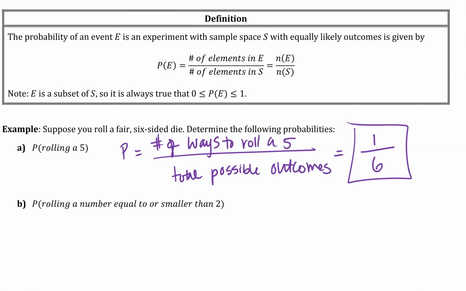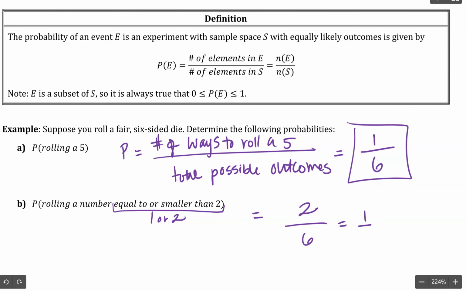What's the probability of rolling a number equal to or smaller than 2? Well, similarly, we want how many ways are there to roll a number equal to or smaller than 2? So that would be 1 or 2. So how many ways are there to do that? There's 2 ways to get a 1 or a 2 out of 6 total. So that gives us 1/3 is the probability.